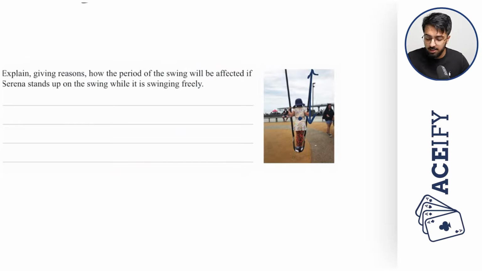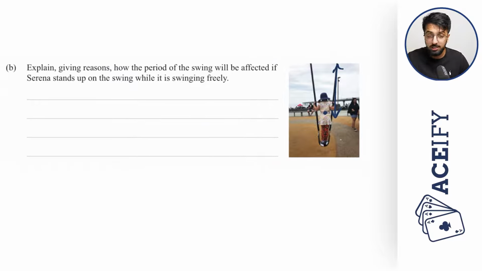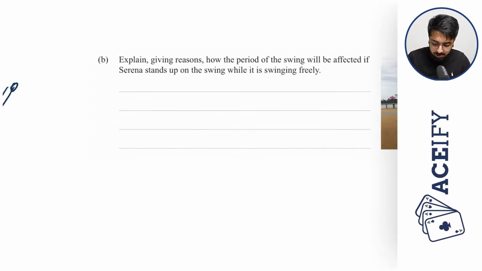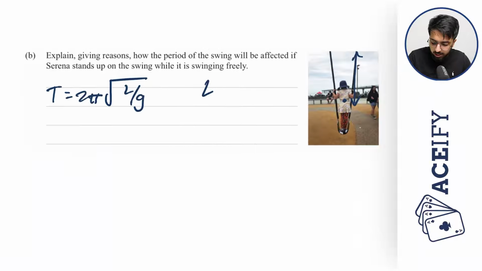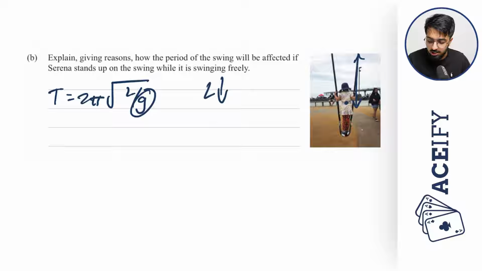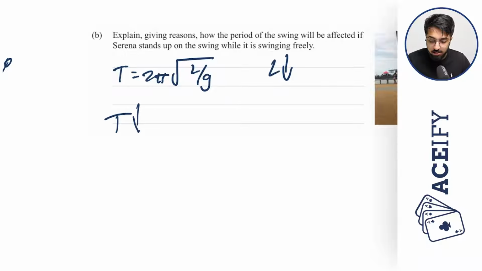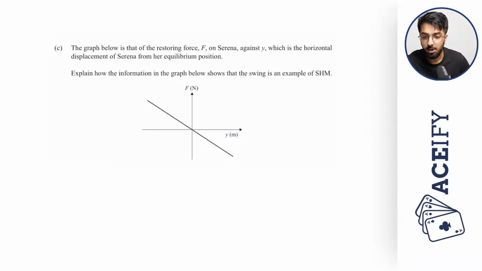And so when Serena stands up, her center of mass has shifted upwards, okay? And therefore that reduces the effective length of the swing. And therefore, as T is equal to 2π square root L over g, as our length has decreased, and obviously g has not changed because that can't change, and obviously 2π is not changing, our period will decrease, okay?